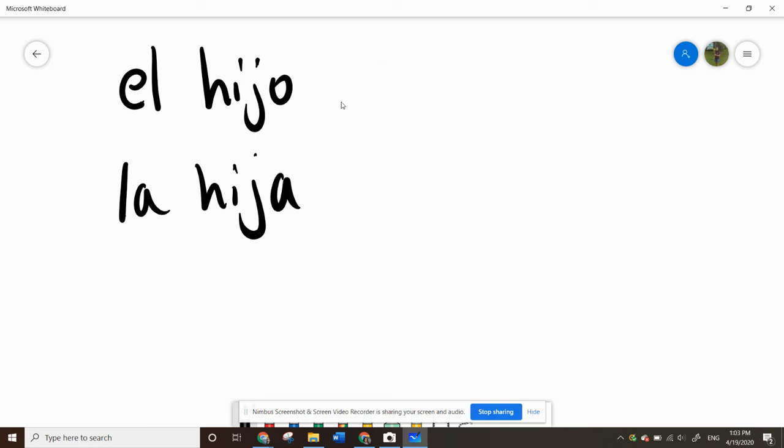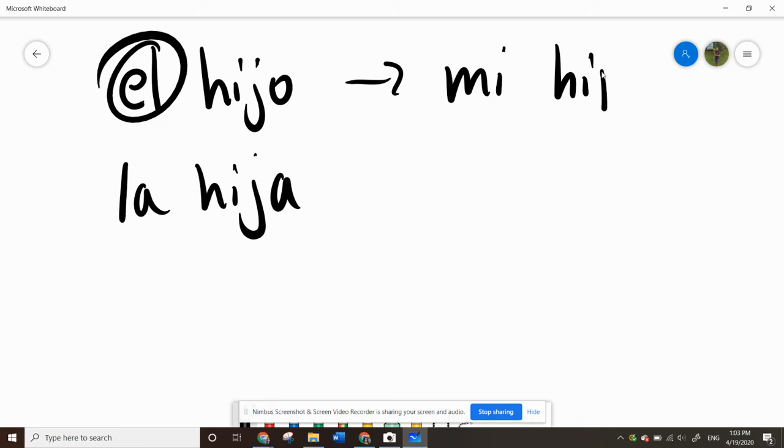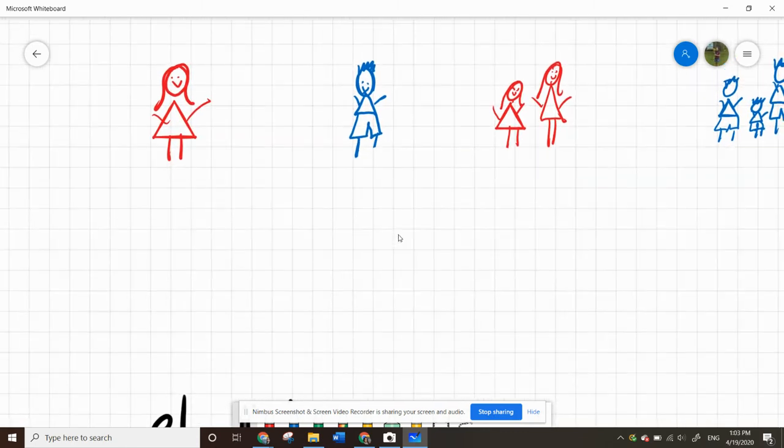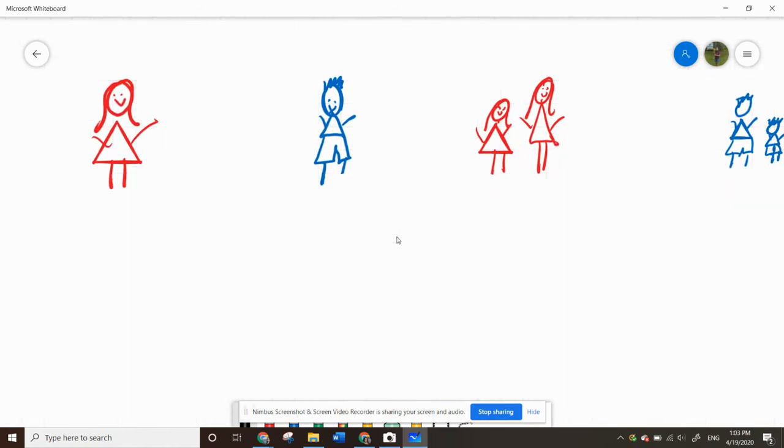If I wanted to change it to be my son, instead of el hijo, I could say mi hijo, my son. All right, so let's look at a couple examples real quick, and you'll see where the confusing part comes in. So I'm just going to label each of these. Let's say that this is my daughter. So I'm going to say this is mi hija. All right, it ends in an A because it means daughter.